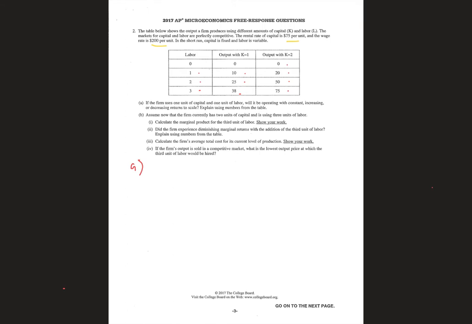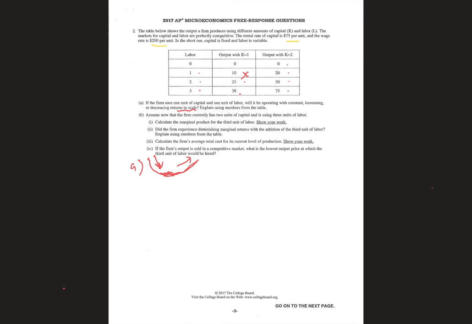If the firm uses 1 unit of capital and 1 unit of labor, so I'm looking somewhere right here, will it be operating at constant, increasing, or decreasing returns to scale? Returns to scale has to do with economies and diseconomies of scale. This is my long run ATC curve. I have a downward sloping portion, economies of scale, and an upward sloping portion, diseconomies of scale.